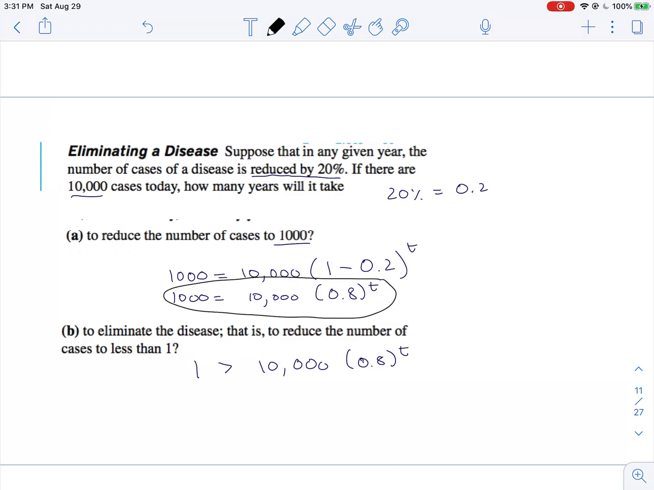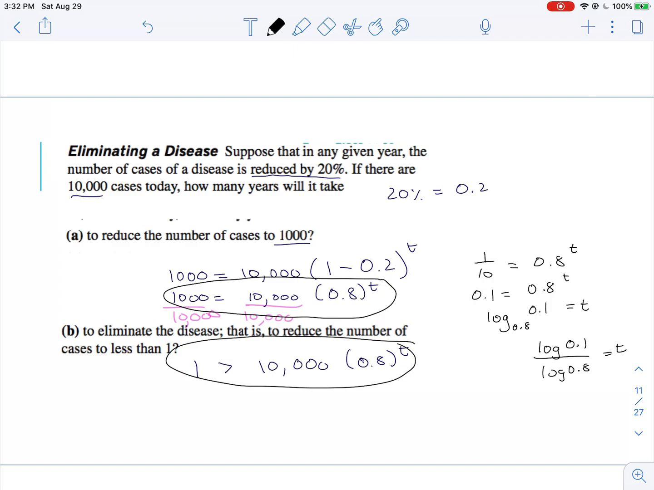If we scroll back up to the 2 that we left from before, now we have a new problem, right? So if we wanted to solve 1,000 equals 10,000 times 0.8 to the t, we can divide both sides by 10,000. And then we would have 1/10 equals 0.8 raised to the t. At this point, we can write it 0.1 equals 0.8 raised to the t. Write it in logarithmic form. So log base 0.8 of 0.1 equals t. And then you can use your change of base property, log 0.1 divided by log 0.8, and that's going to give you t. So you guys go ahead and try finishing that.